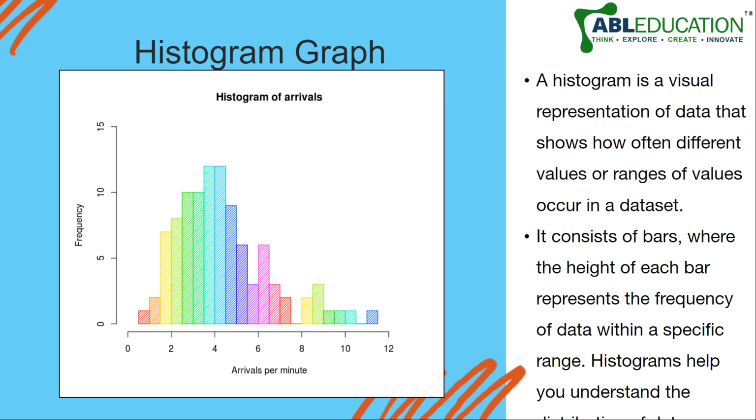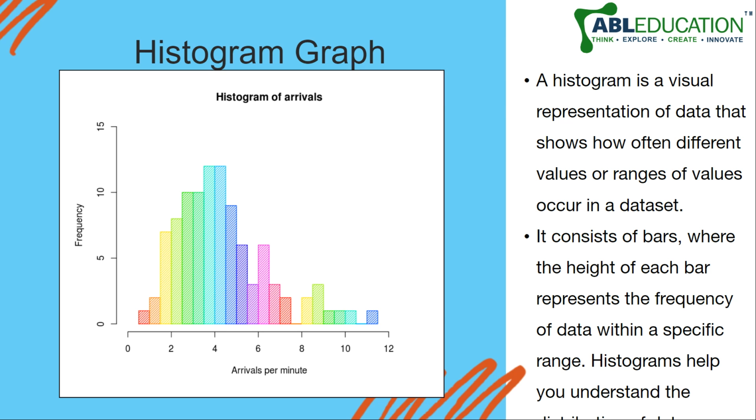To understand the histogram, you can see this image. This is the data visual graph of a histogram. You can represent data in the form of x and y axes, and if you want, you can also color the bars in different ways. It's also a kind of bar graph.